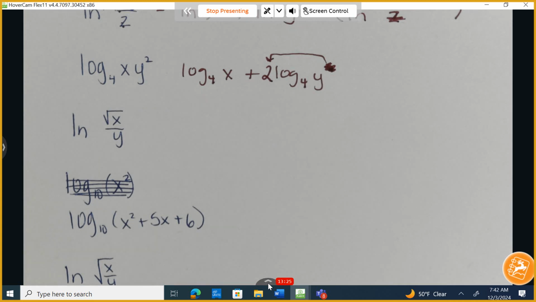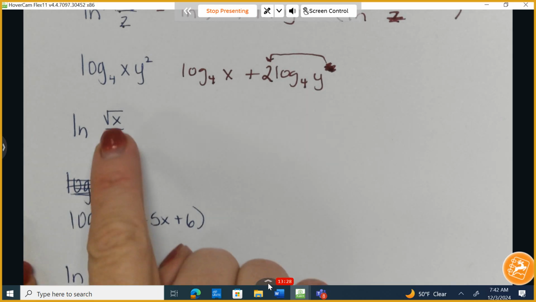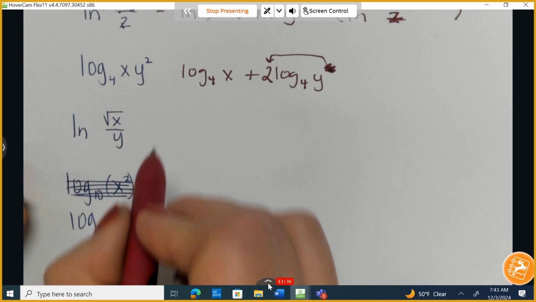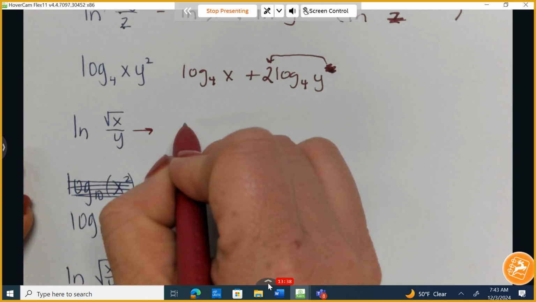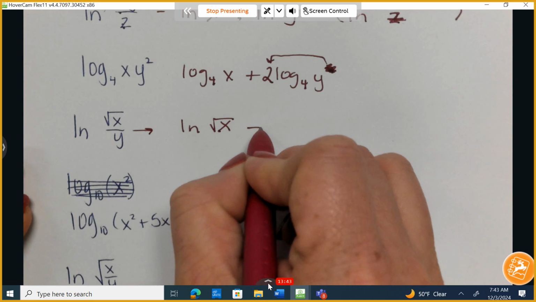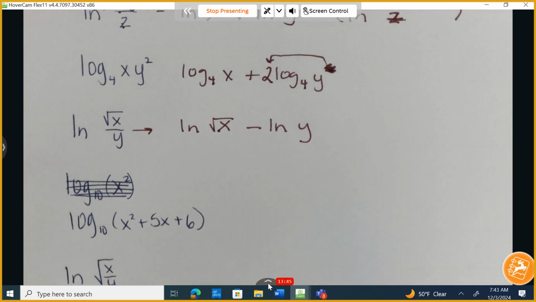Okay, I'm going to stop. It's not going to be completely done with this example. We have 4 left, so hold tight. I'm going to stop, so I'm not going to completely simplify it, and I want to see if you recognize how I could take it one step further. All right, here we go. ln of the square root of x, subtract ln of y. Please raise your hand when you recognize how I can go one step further.